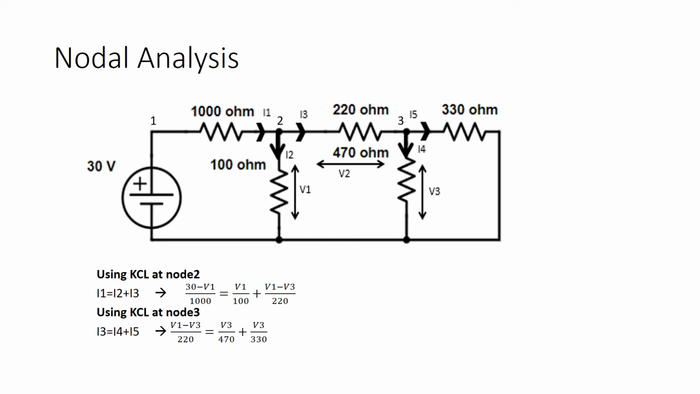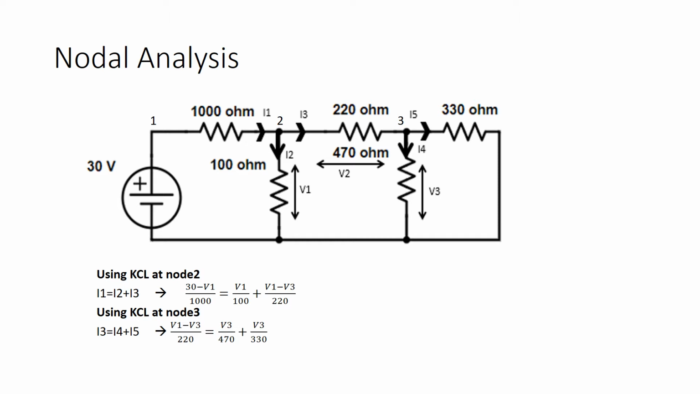We can convert the formula of current, that is V equal to IR. Using that equation, we write (30 minus V1) by 1000 is equal to V1 by 100 plus (V1 minus V3) by 220. That is the current I1. The current I1 is flowing through the 1000 ohm. What is the voltage across it? That is node 1 minus node 2.